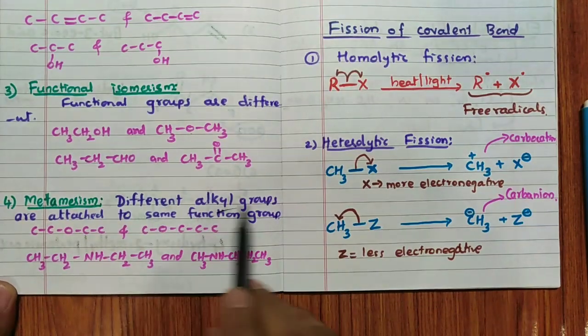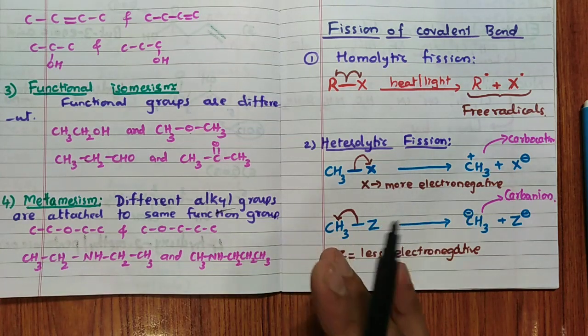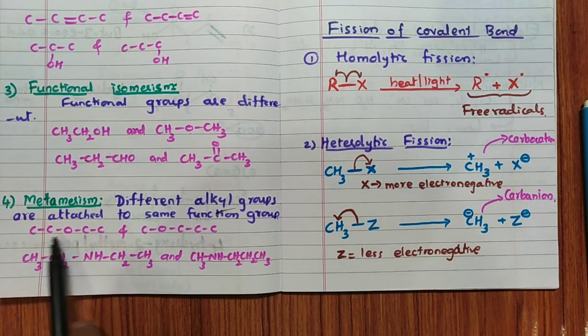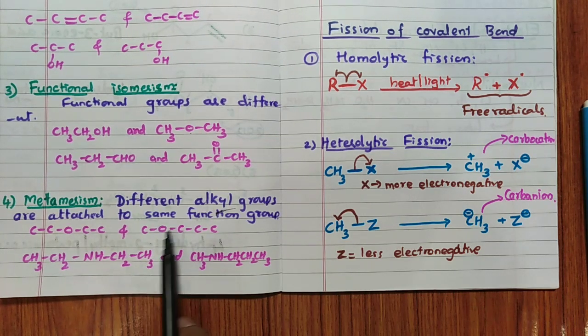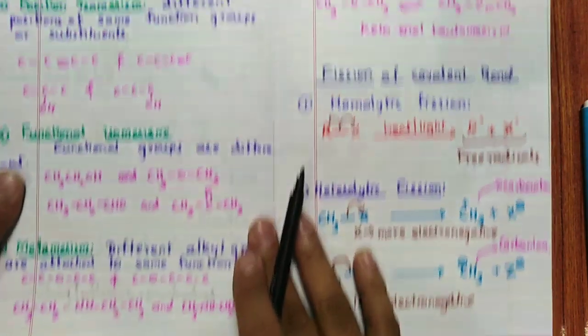Then metamerism: different alkyl groups are attached to the same functional group, so the number of carbons on either side of the functional group will be different. For example, this is an ether, CCOCC, so 2 carbon atoms and 2 carbon atoms. Here, on either side, 1 carbon atom and 3 carbon atoms. This is a metamer. See here also NH: 2 carbons on either side, but here 1 carbon and 3 carbons. So these are metamers, we call them.